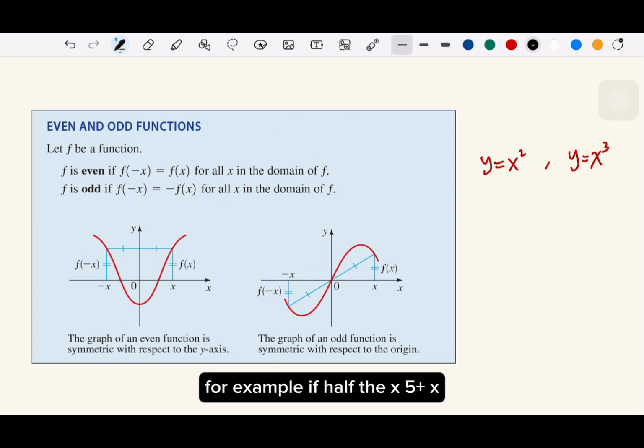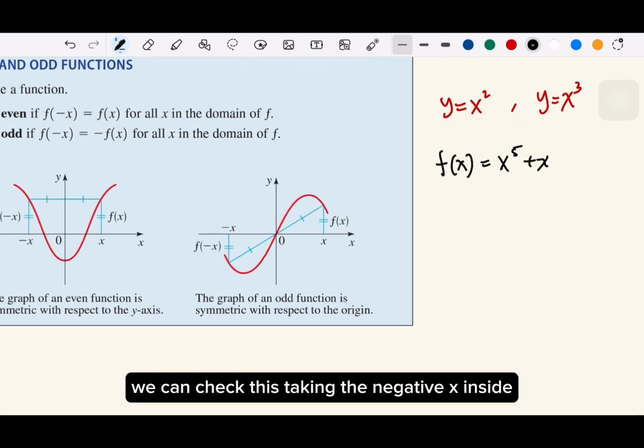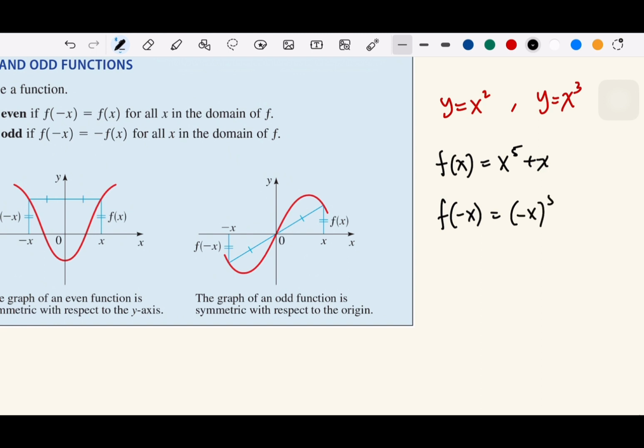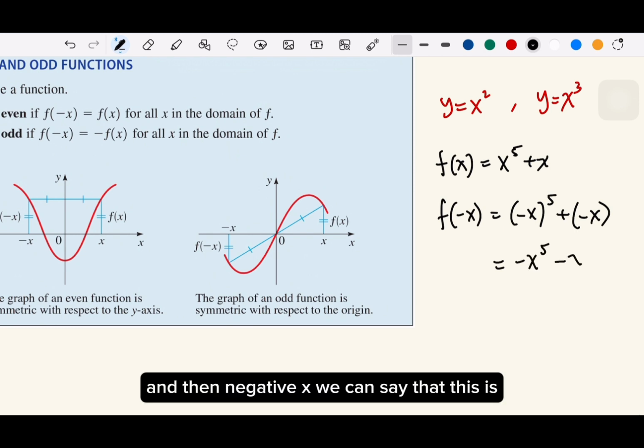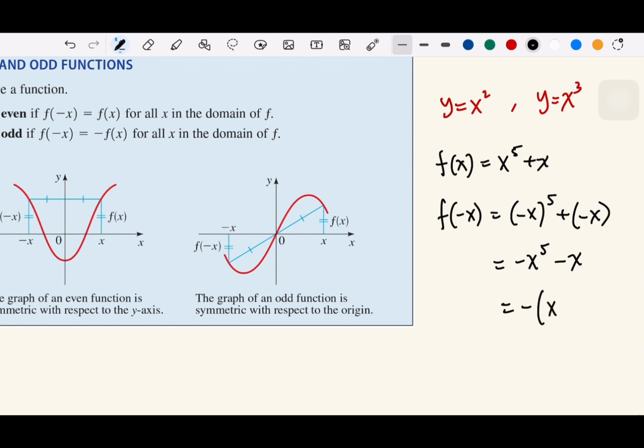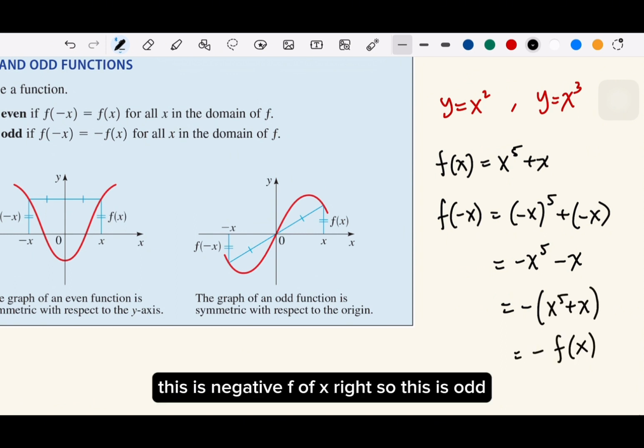For example, if you have x to the fifth plus x, we can check this by taking the negative x inside. So this will be negative x to the fifth, right? And then negative x. We can say that this is negative f of x, right? So this is odd.